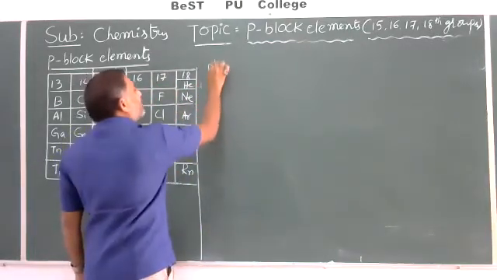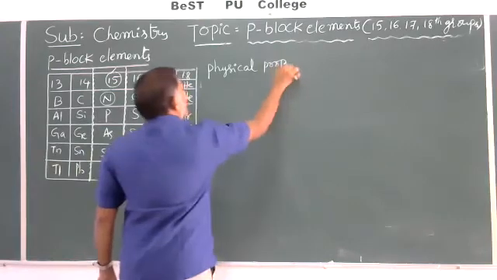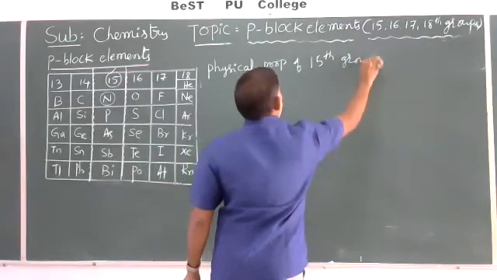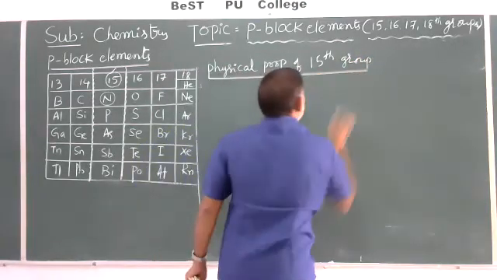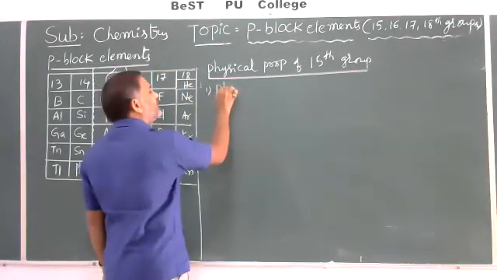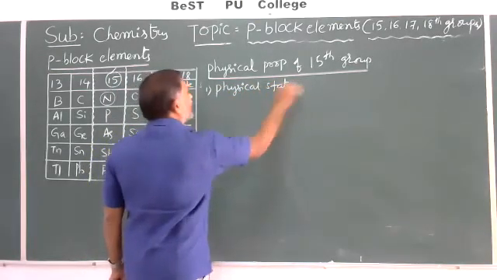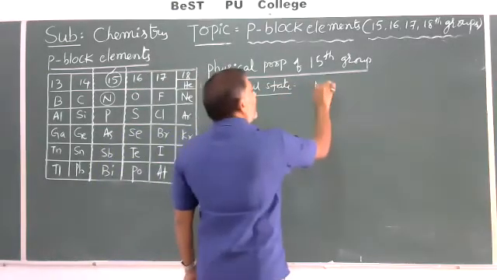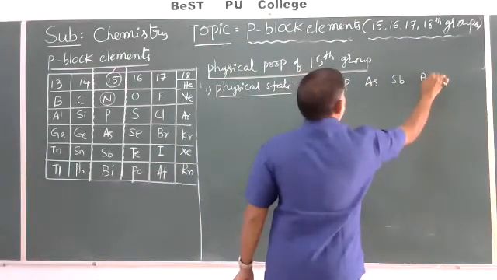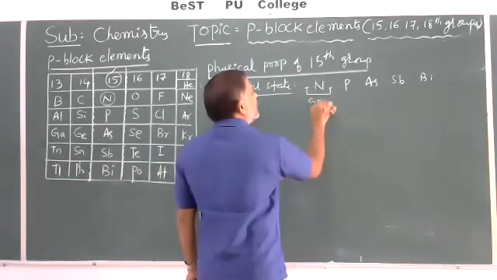Physical properties of 15th group elements. Physical and general properties combined, I'll explain. First one is physical state. The 15th group elements are nitrogen, phosphorus, arsenic, antimony, and bismuth. Now, nitrogen is a gas at room temperature.